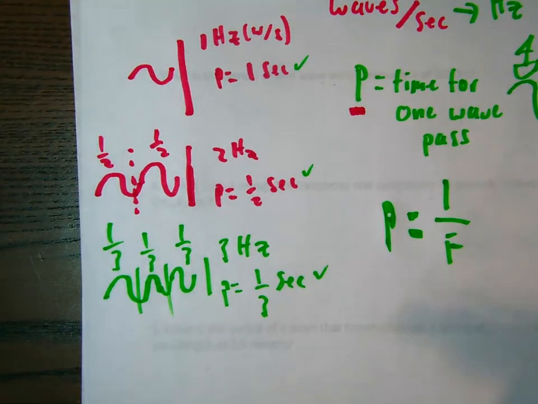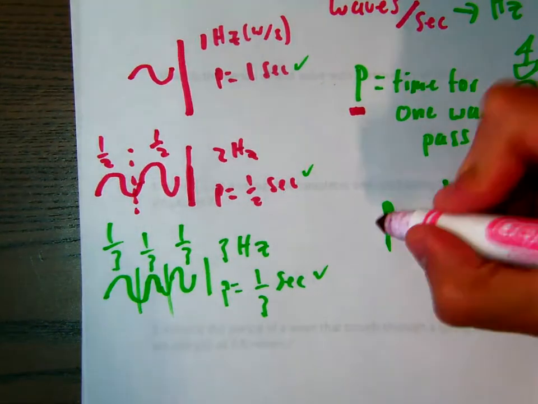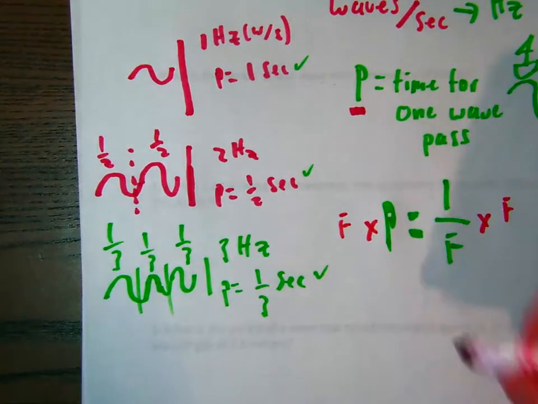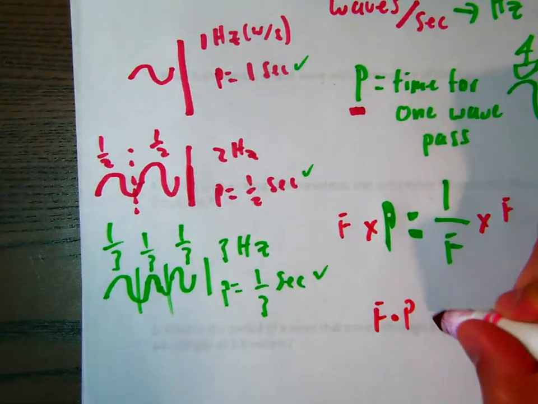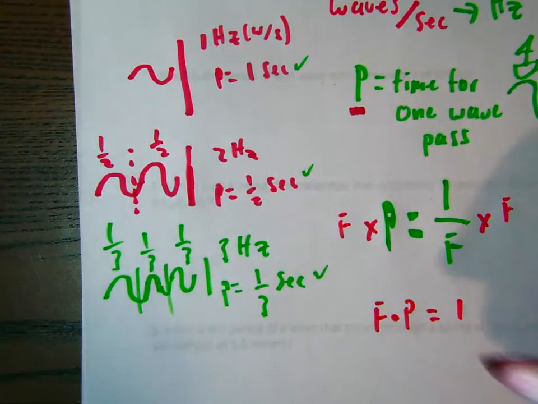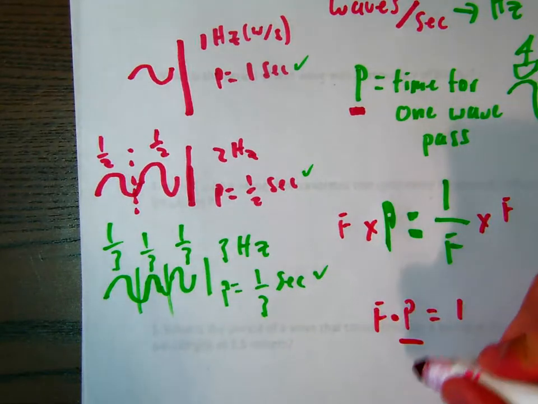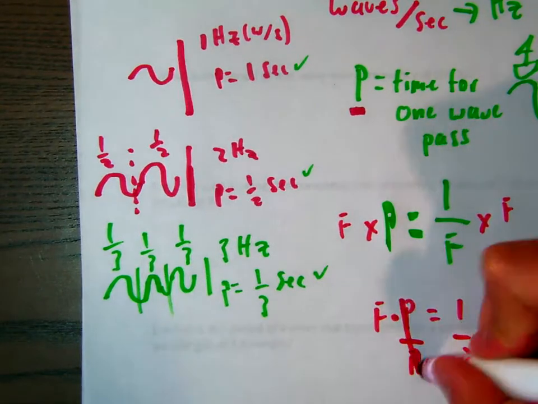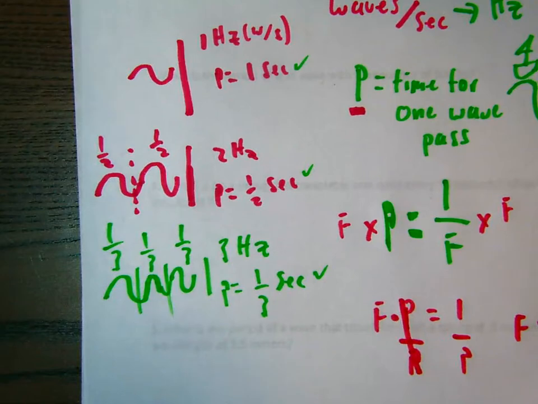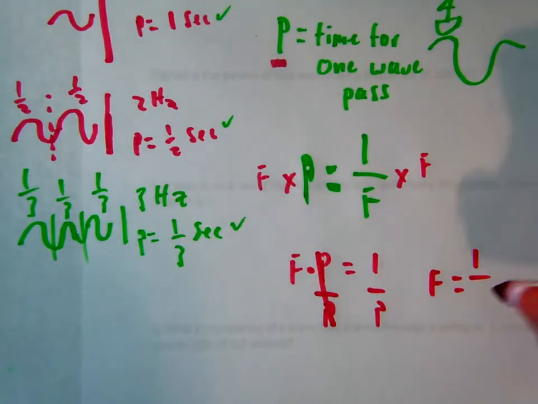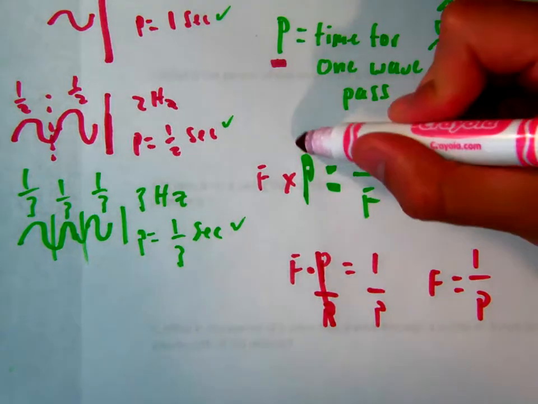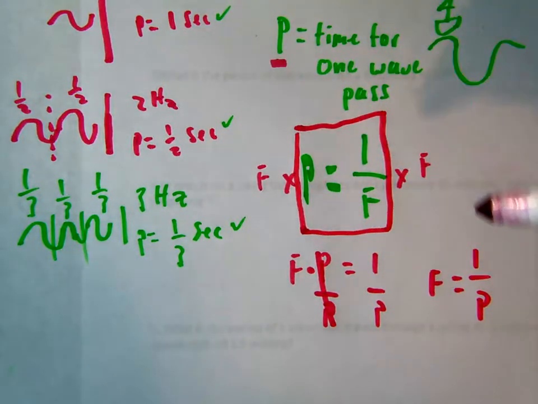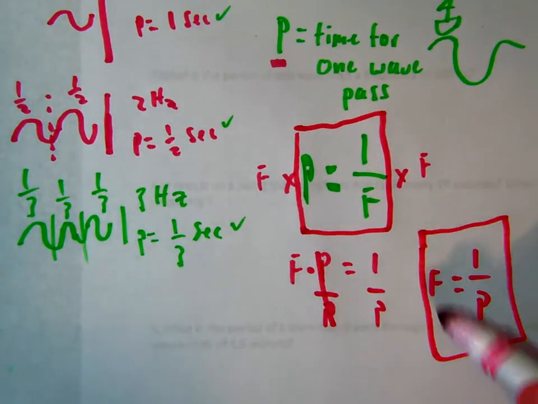And you can also rearrange this. If we rearrange this to solve for frequency, we can just multiply by frequency on both sides. That gives us frequency times period equals 1. I want to solve for frequency, so I divide by P on both sides. The P's cancel. Frequency equals 1 over period. Okay, so those are my main equations here. They're essentially the same, just kind of opposites, an inverse relationship.